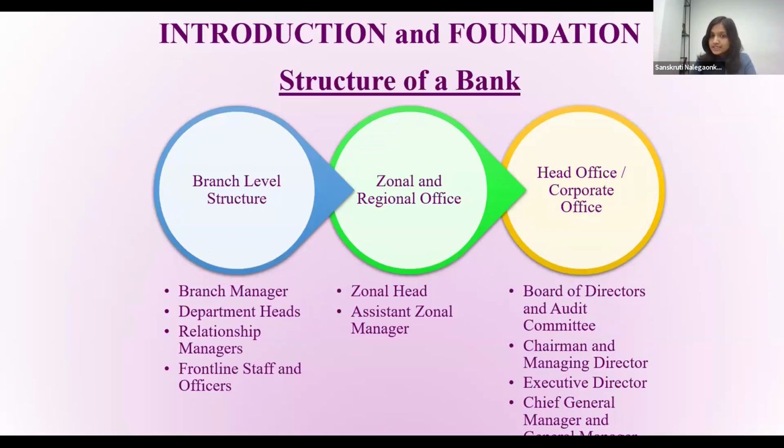This office formulates policies and ensures compliance. The key officials include general managers, chief general managers, executive directors, and at the top we have the CMD, that is chairman and managing director, who leads the bank and ensures adherence to the RBI regulations. So in brief, banks operate in a structural hierarchy. Branch serves customers, regional and zonal offices oversee operations, and head office sets policies. Let's proceed to the next topic.